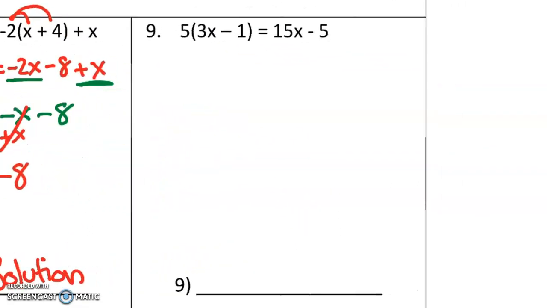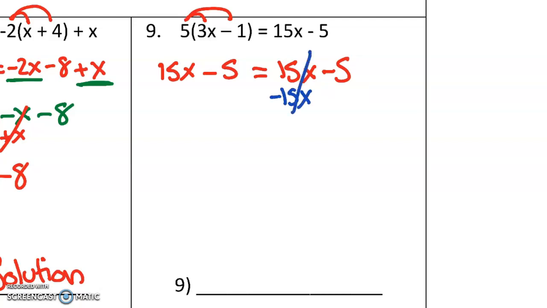Last but not least, we're looking at number 9. I've got to distribute into parentheses. I get 15x minus 5 equals 15x minus 5. Some of you are stellar, and you can tell me right now, that's totally equal, Ms. Dorker. I know it. Some of you need to go a little farther.